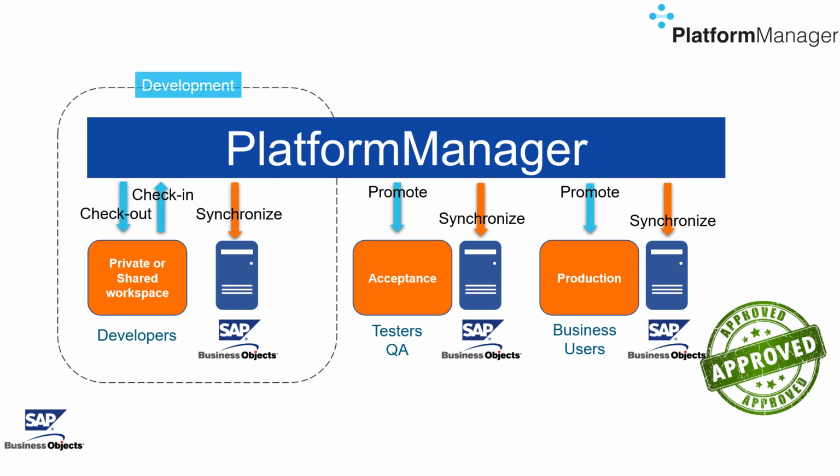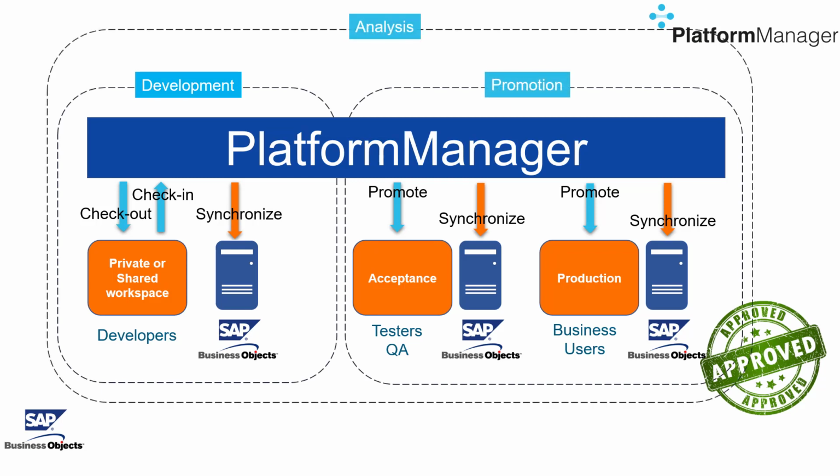Now we have separated these various functionalities into different modules, development, promotion, and analysis, so that you can also implement segregation of duties. If you want developers only to be able to access development, that's easy to do. And you can also make it easy to have promotion users only being responsible for publishing apps, publishing universes, publishing documents, but not being able to develop anything.